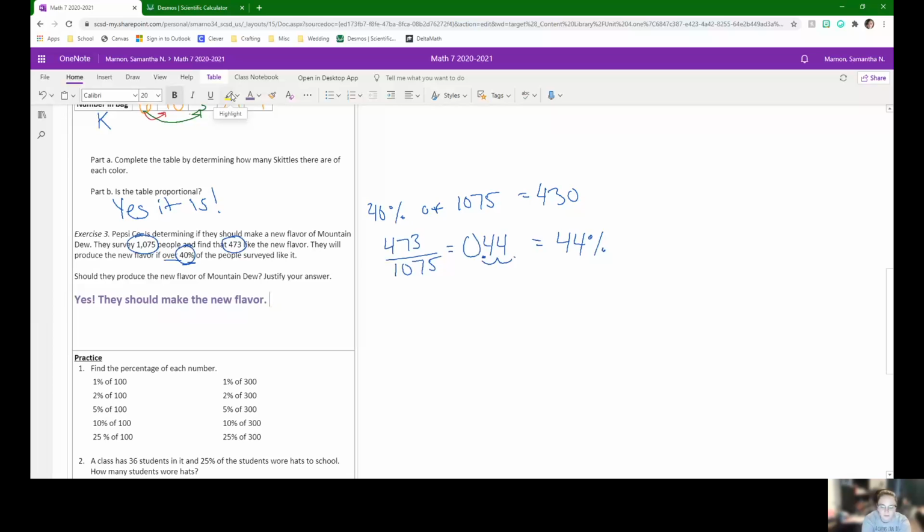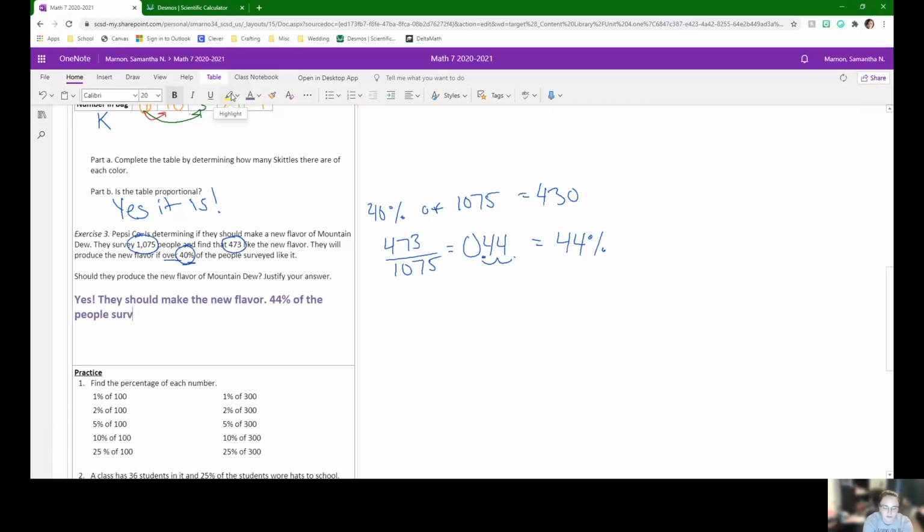So our evidence, we have 44% of the people surveyed liked it. Or we could say they only needed 430 people to like it to get to that 40% goal. You could say whatever you want there, whatever your evidence was. And then our reasoning is kind of going back to our work and saying, yeah, well, 44% is above that 40% goal. And that just kind of wraps it all together. That was a CER. We did a claim, evidence, and reasoning.